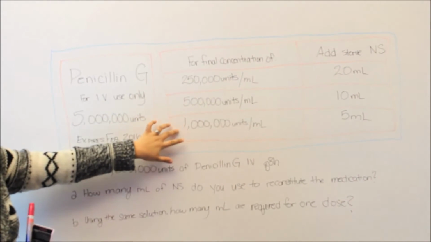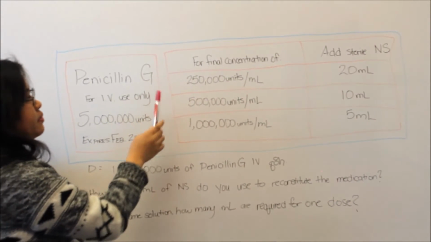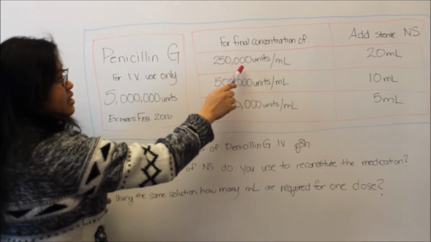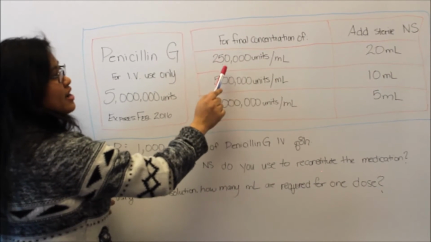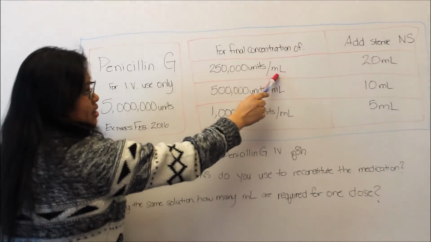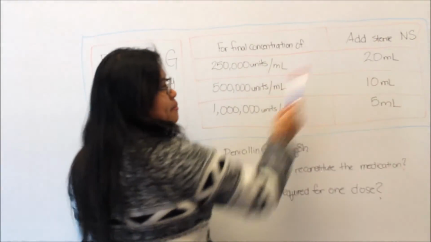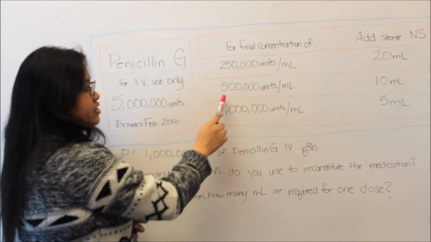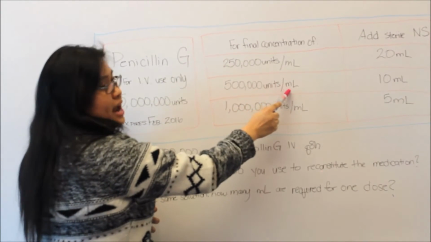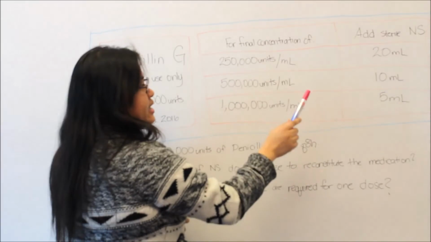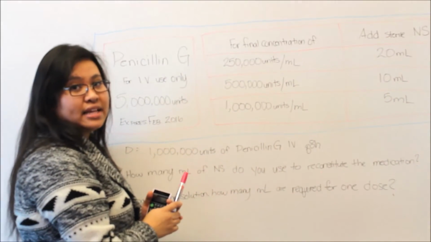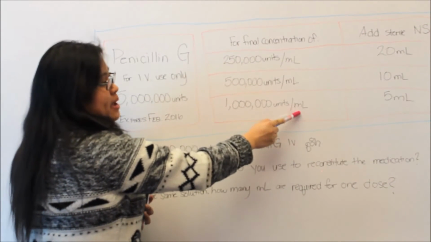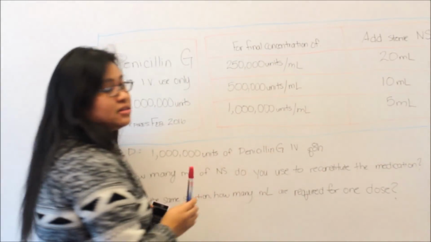And now for reconstitution, you may see 3 different concentrations. We'll go over each of them. If your final concentration is 250,000 units per ml, you need to add 20 mLs of normal saline, just like the label says. For a final concentration of 500,000 units per ml, you need 10 milliliters of normal saline added to it. For a final concentration of 1 million units per ml, you need to add 5 mLs of normal saline.